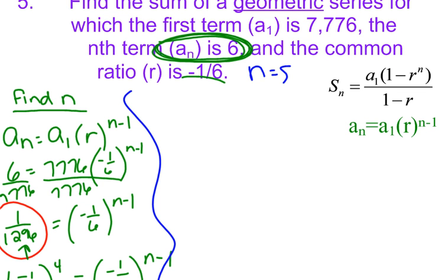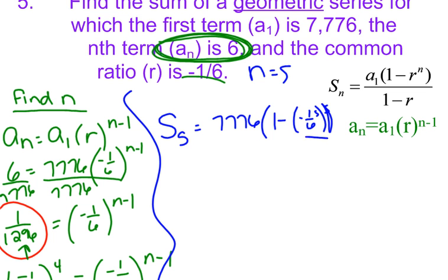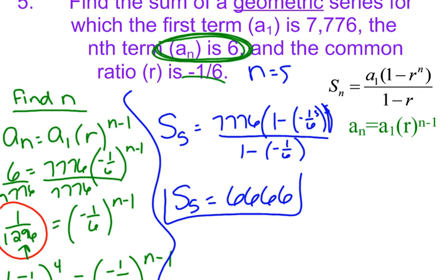Whether you did sum formula or sigma notation, you should get the same answer. So I'll show you both of them. In the sum, you'd have S_5 equals a_1 times 1 minus negative 1/6 to the 5th, over 1 minus negative 1/6. So when you plug that in your calculator, negative 1/6 to the 5th, and then 1 minus that, times 7,776, you should have gotten the sum of the first 5 terms to be 6,666.